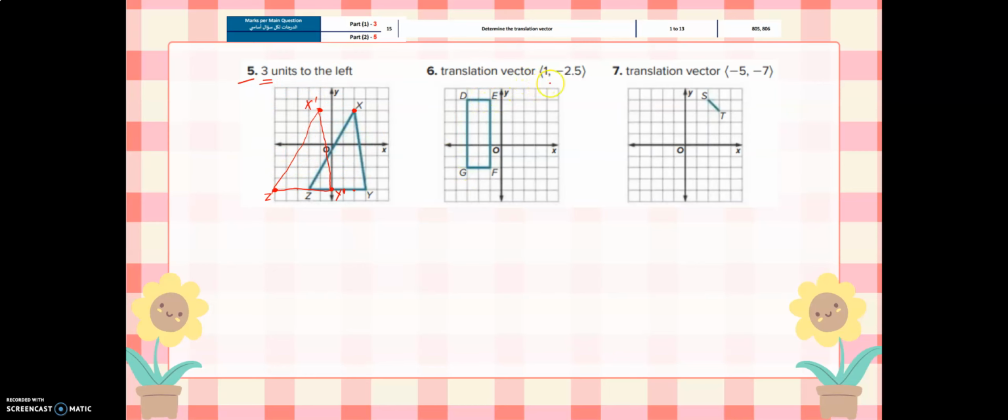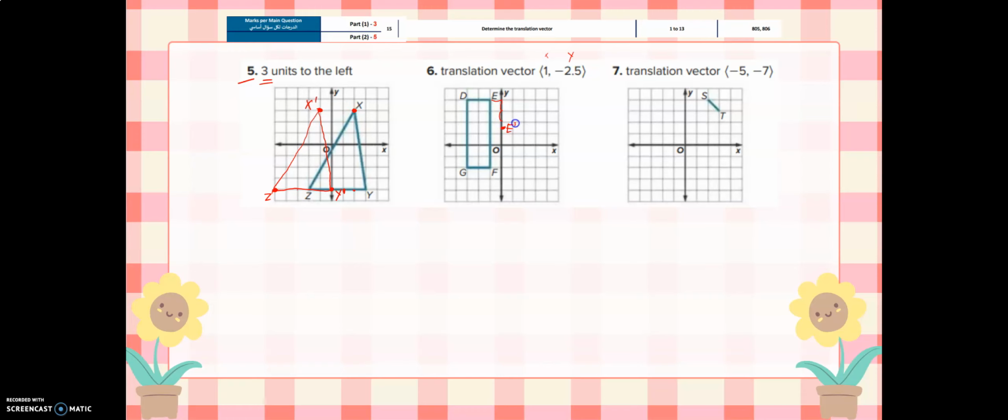The translation vector is 1 and negative 2.5. It means that this 1 is your x going to the right, it's positive 1. And the negative 2.5 is for the y-axis, but it goes down because it is negative. So let me just translate E first. It says 1 on the x-axis, so going to the right 1 and 2.5 down. So this is 1, then 1, 2.5 is somewhere here.